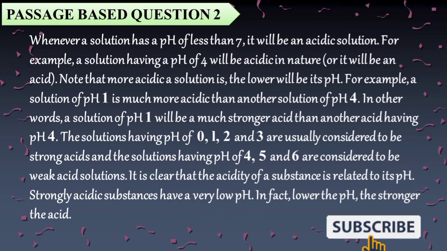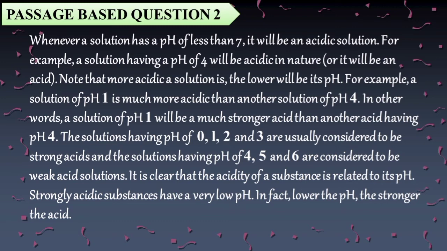Note that more acidic a solution, lower will be its pH. For example, solution of pH 1 is much more acidic than that of pH 4. In other words, solution of pH 1 will be much stronger acid than another acid having pH 4. Solutions of pH 0, 1, 2 and 3 are usually considered to be strong acids, and the solutions of pH 4, 5 and 6 are considered to be weak acid solution.